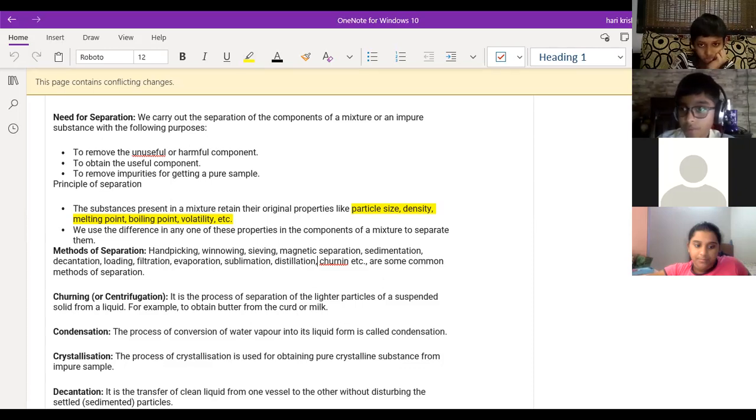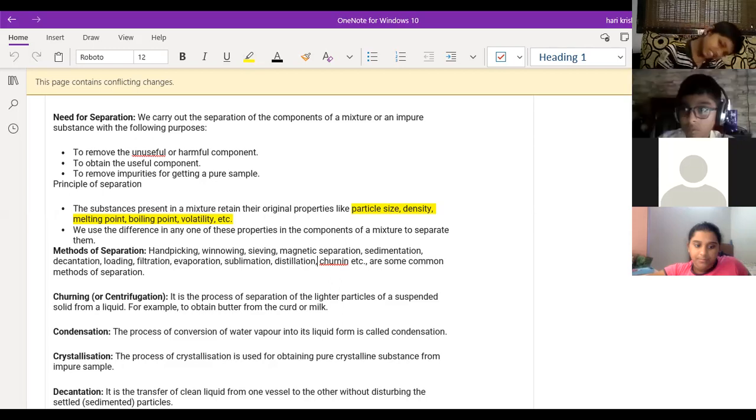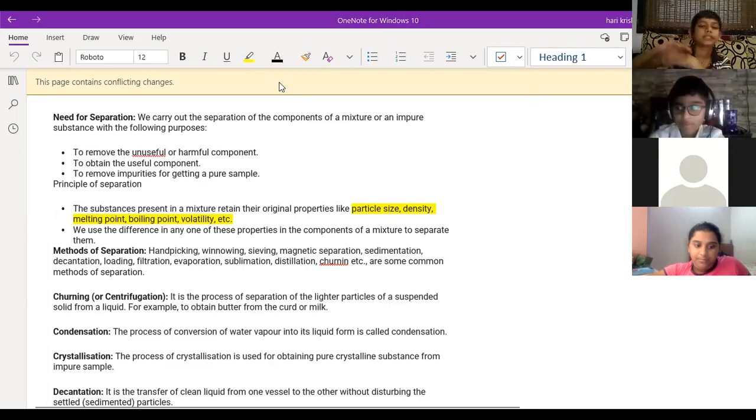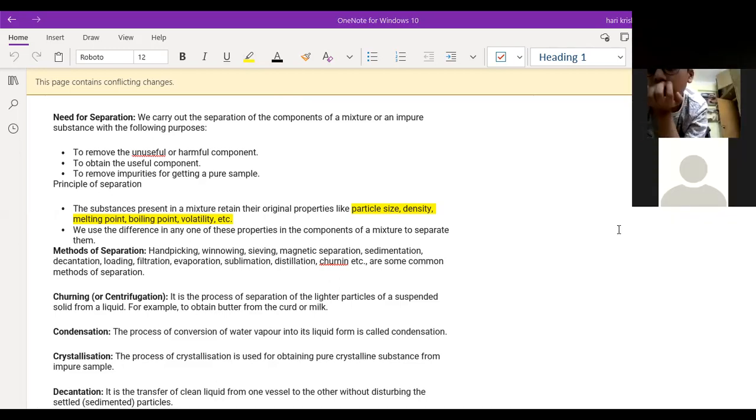What are the different separation techniques? Hand picking, winnowing, sieving, magnetic separation, sedimentation, decantation, filtration, evaporation, sublimation, and distillation. Okay, these are the different separation techniques. Everyone turn on your cam first. Sir, filtration? Yeah, filtration also.